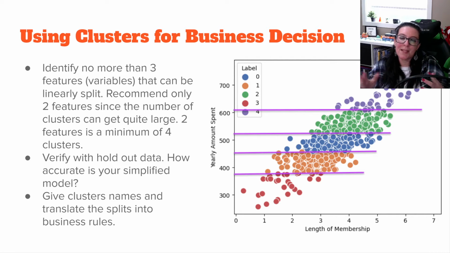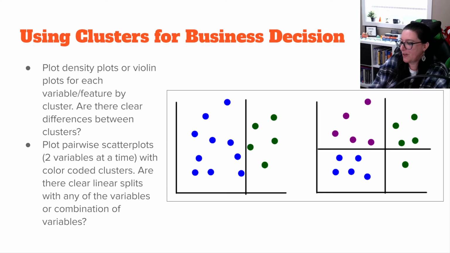So we want to ultimately identify no more than 3 features or variables that can be linearly split. We really would like to get it down to 2 if we can. Because what you can see then is that even if you only had 2 features, so here's a feature, here's a feature, or variable, and you split, that's already 4 clusters. So 2 variables is 4 clusters. You can see as we start adding more and more variables, 3 dimensions, 4 dimensions, it's a lot more clusters.